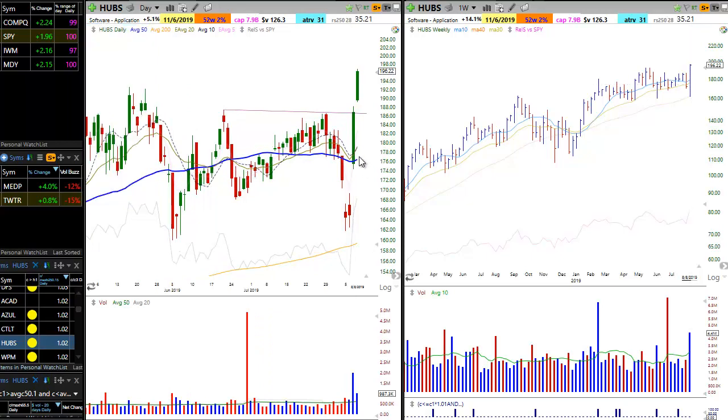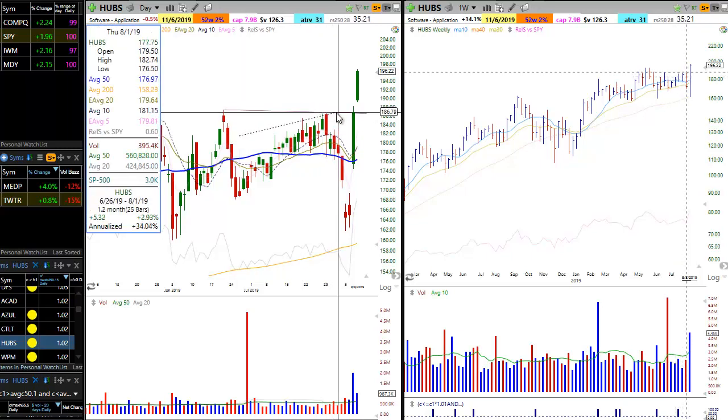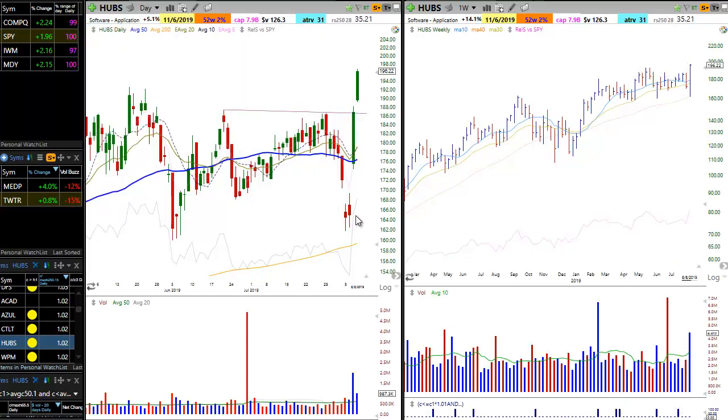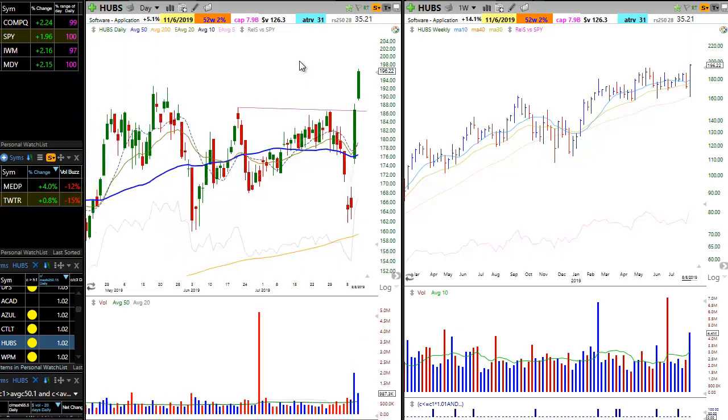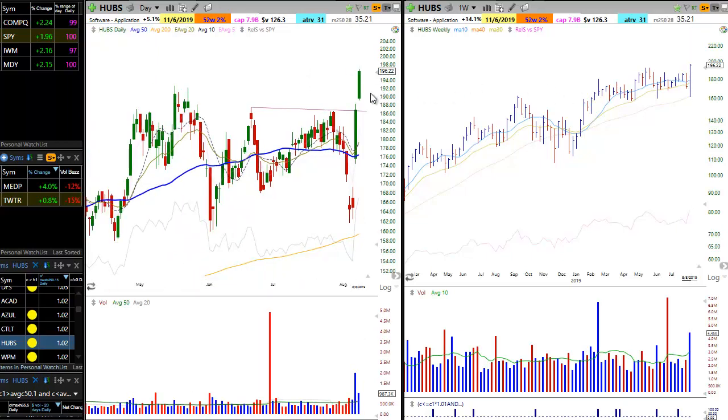Pretty explosive price action here in Hubs after reporting earnings on 8/7, blasted higher, and it stalled here at the highs of the day right at resistance, and it blasted right through that resistance on volume today. So pretty powerful action, not really buyable, nowhere near any sort of low risk entry point here, but certainly another chart to watch and a sign of positive price action.